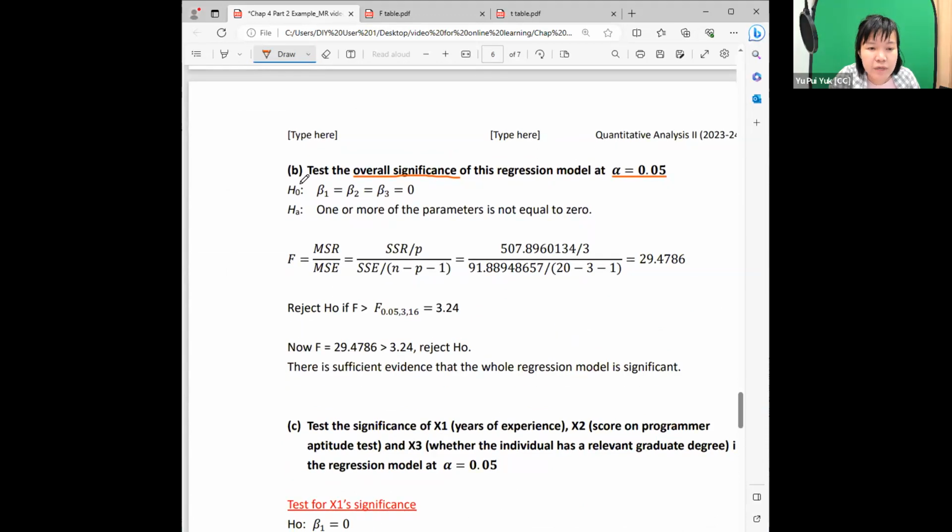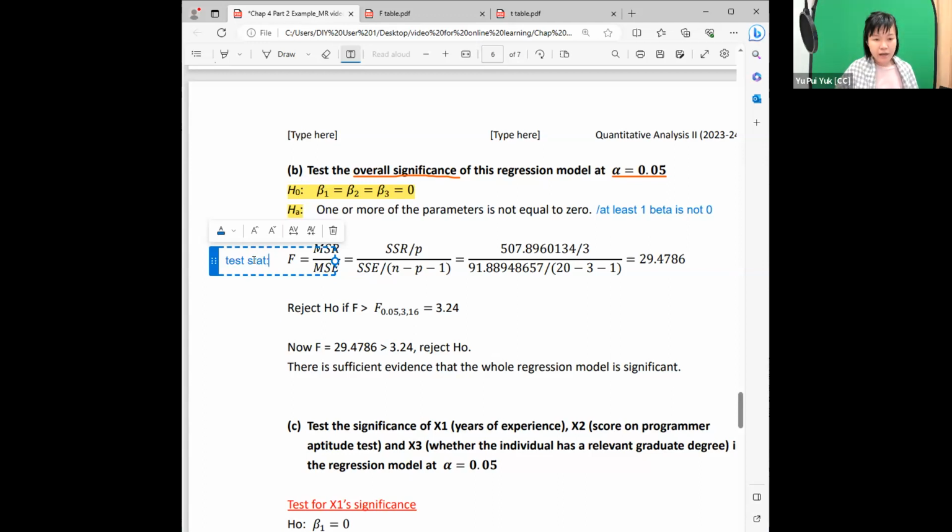So you can see H0: beta 1 is equal to beta 2 is equal to beta 3 is equal to 0, and H1: at least one beta is not equal to 0. Usually I will write it like this, or "at least one beta is not 0". Either presentation is okay. And then here, the test statistic. We have to use the critical value approach to do so.